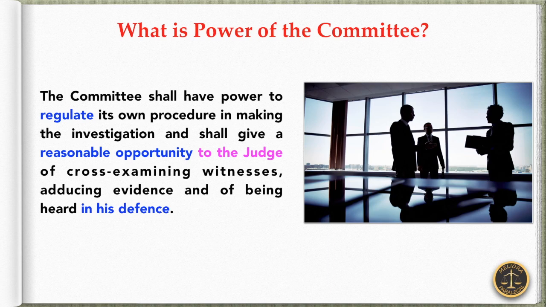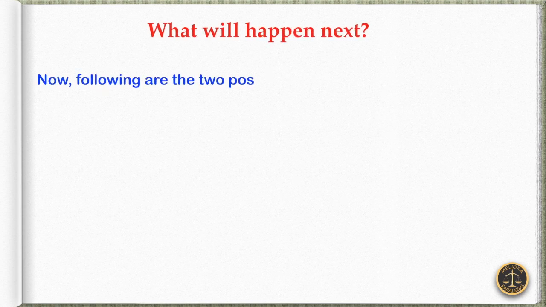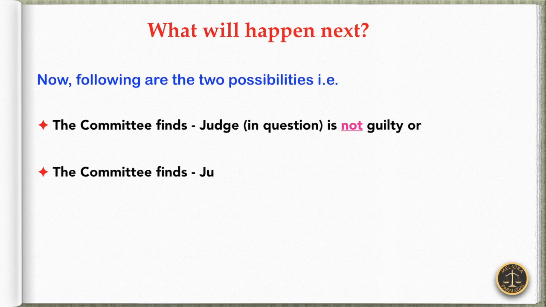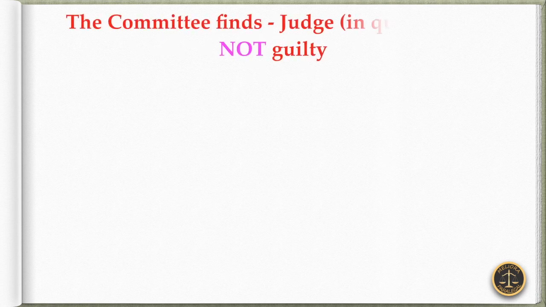Now, you might be thinking, what will happen next? Following are the two possibilities. The committee finds the judge in question is not guilty, or the committee finds the judge in question is guilty. Now, let's discuss both possibilities in brief. The first possibility, that is, the committee finds the judge in question is not guilty.